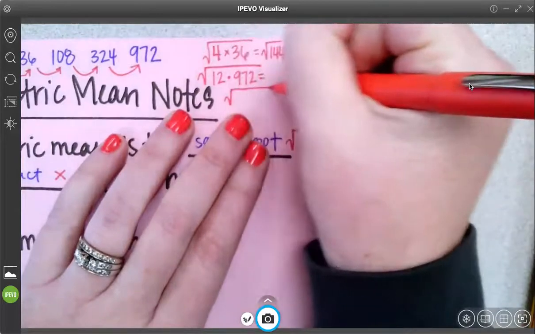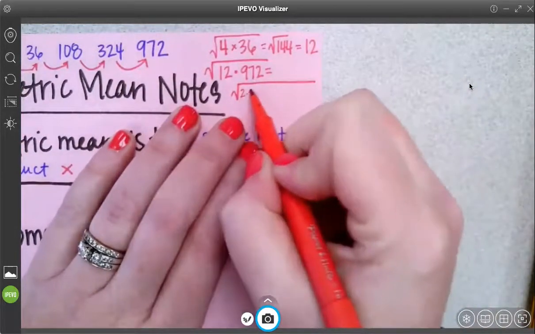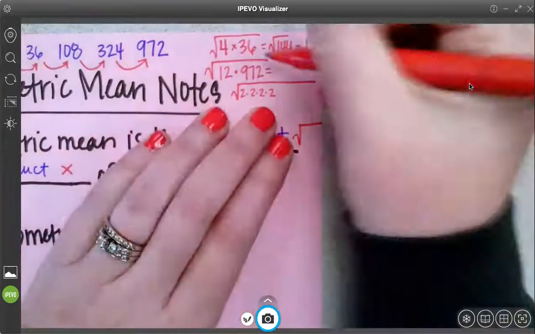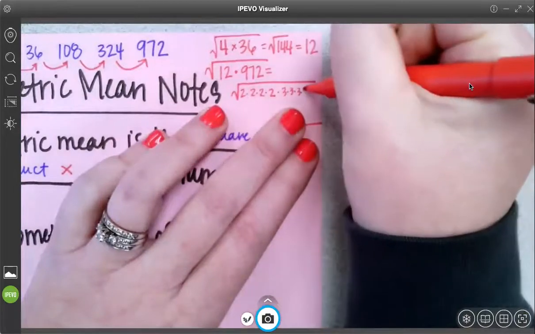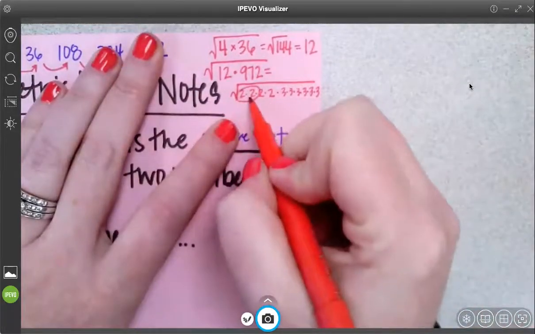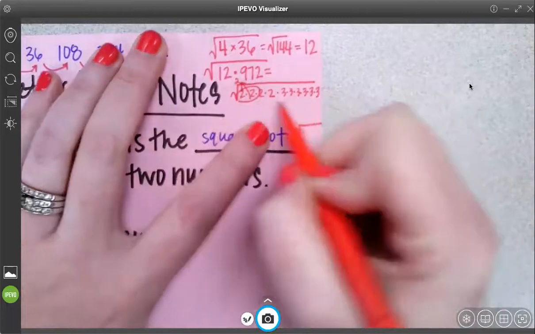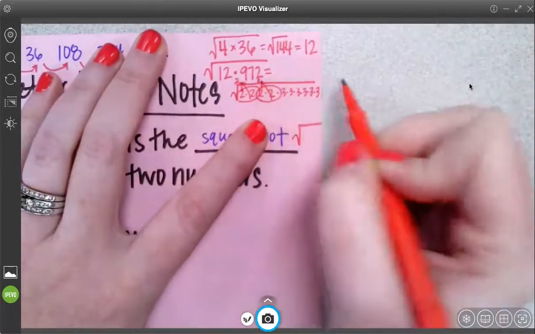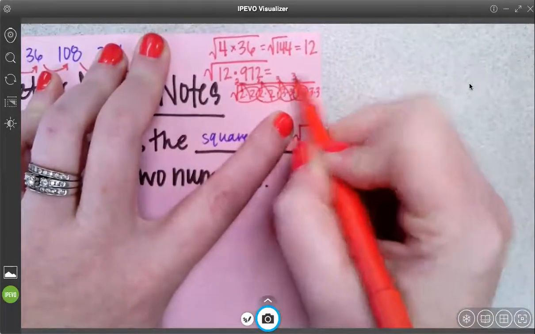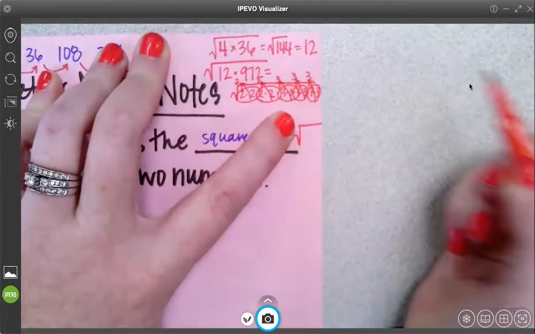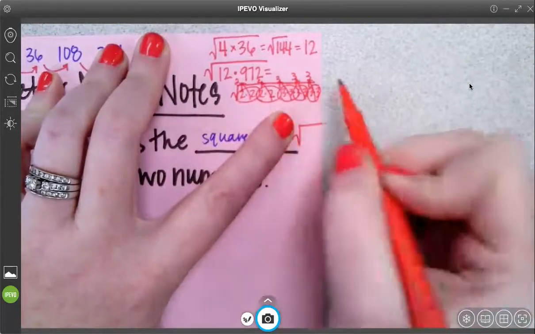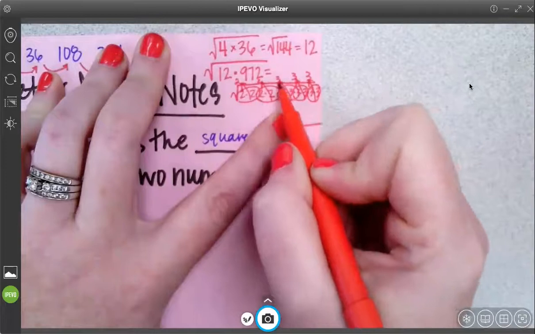So 4 2s: 1, 2, 3, 4. And then 6 3s: 1, 2, 3, 4, 5, 6. Just barely fit. Okay, here's a pair that gets to come out as a 2. Here's another pair that gets to come out as a 2. Here's a pair that comes out as a 3, another pair of 3s, and another pair of 3s. So that means there's nothing left under our radical because everything had a pair. So we're just going to multiply the numbers that come out. We have 2 times 2 and 3 times 3 times 3.